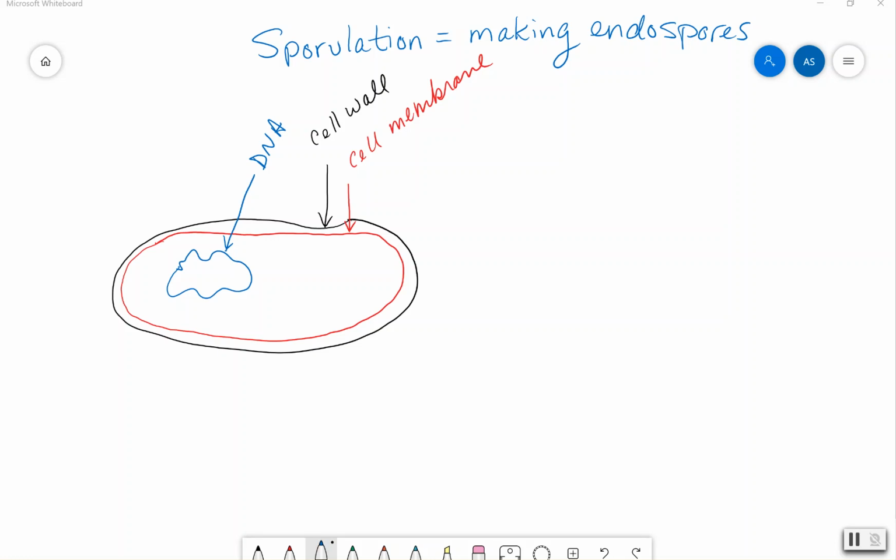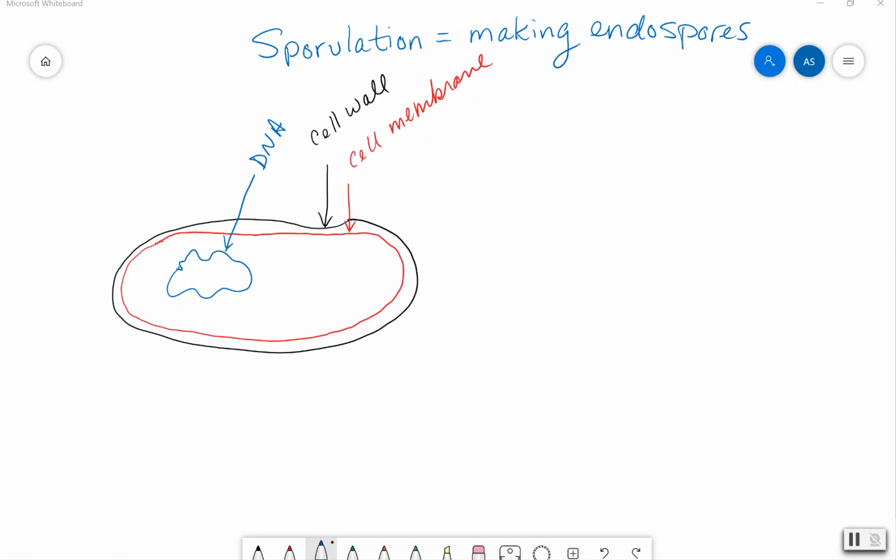In this video, I want to talk about two unique bacterial structures. The first one being endospores and the second one being biofilms. We're going to cover endospores first, and an endospore is a survival structure that is formed by some types of bacteria. The process of making an endospore is called sporulation.